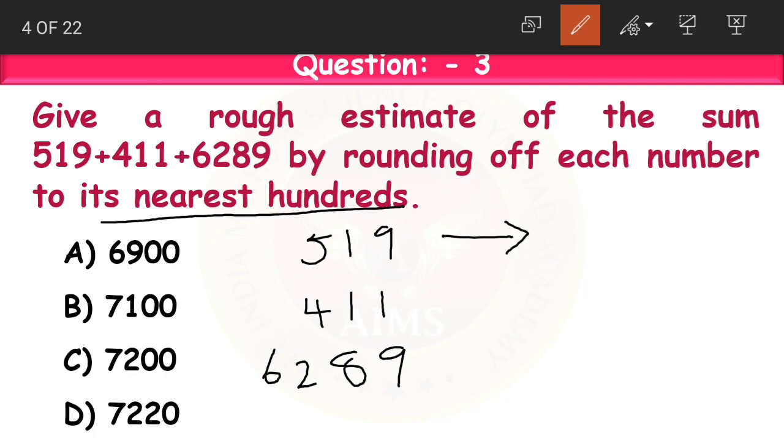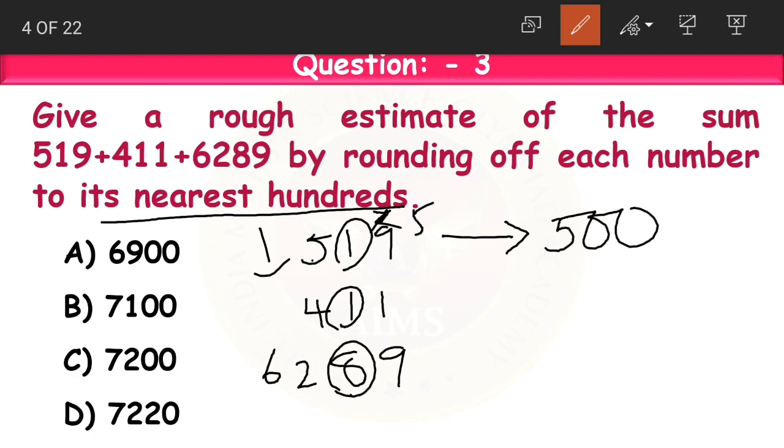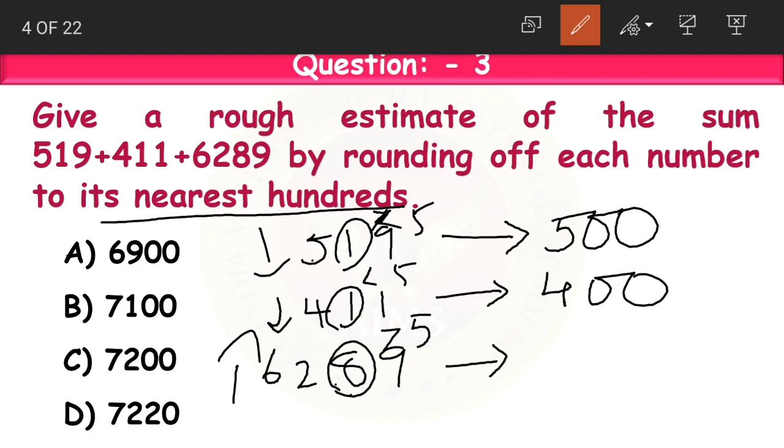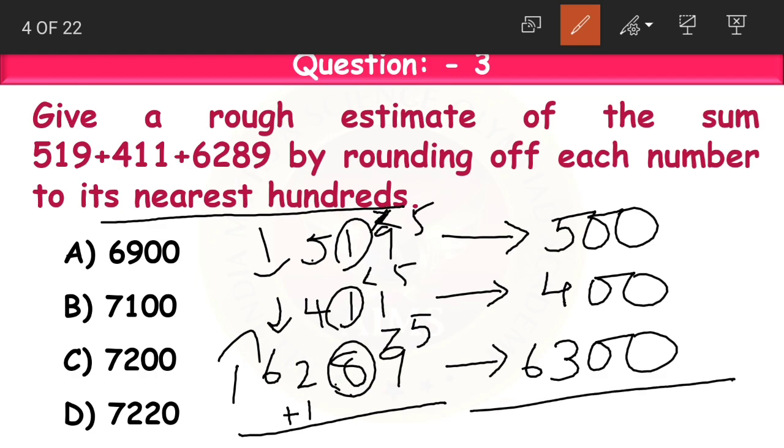Now how will we estimate it? Look at the digit in tens place here. Now here 1 is less than 5, so we'll round it down. 5 will remain the same and simply replace the ones and tens with zeros. Again here 1 is less than 5, so we'll round down. 411 becomes 400. Here 8 is greater than 5, so we'll round up. Add 1 to the digit in tens place. 62 plus 1 becomes 63 and then 2 zeros. 6300. Now these are our estimated numbers to the nearest hundred.